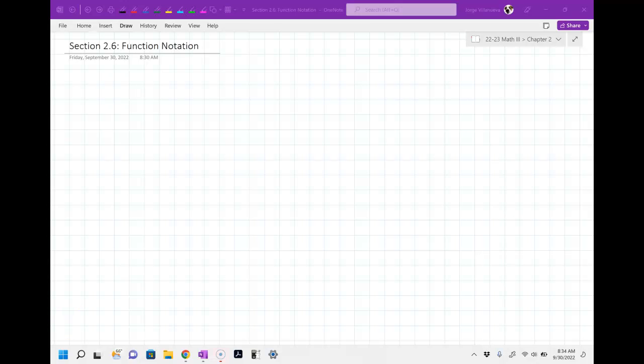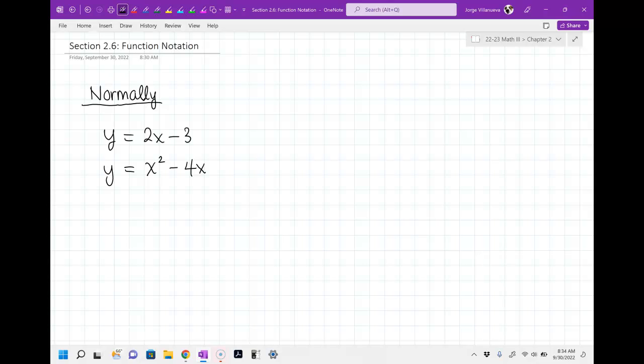All right, so for section 2.6, we're going to talk about function notation. Now, function notation is used so that we know what numbers to plug in. Normally, when we write down equations, it looks like this. We would write y equal to 2x minus 3, or y equal to x squared minus 4x. Just writing basic equations, we would just use the letter y, okay?